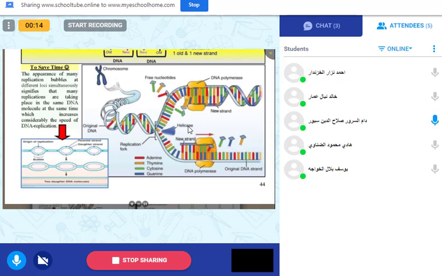Yes. Faizan, using DNA polymerase on both sides, each one is copying the strand attached to it. Okay, each one is copying the strand attached to it. Very good.